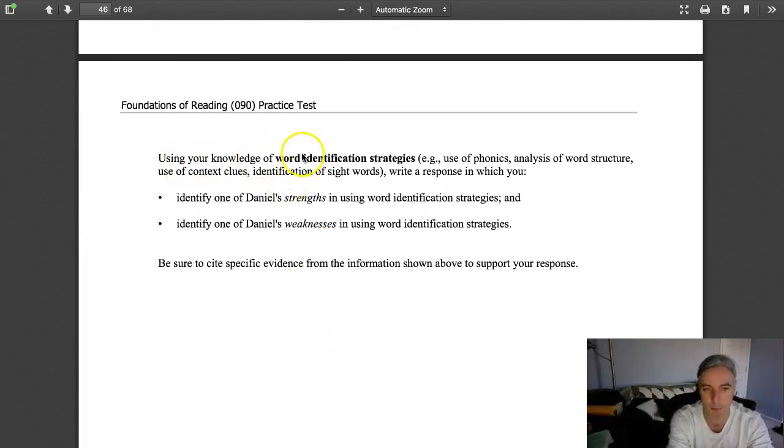Using your knowledge of word identification strategies. So, the first task is figuring out what's being asked. And it's okay to take notes, like circle this stuff. Using your knowledge of word identification strategies, examples, use of phonics, analysis of word structure, context clues, identification of sight words, write a response in which you identify one of Daniel's strengths and one of Daniel's weaknesses. Be sure to cite specific evidence from the information shown.